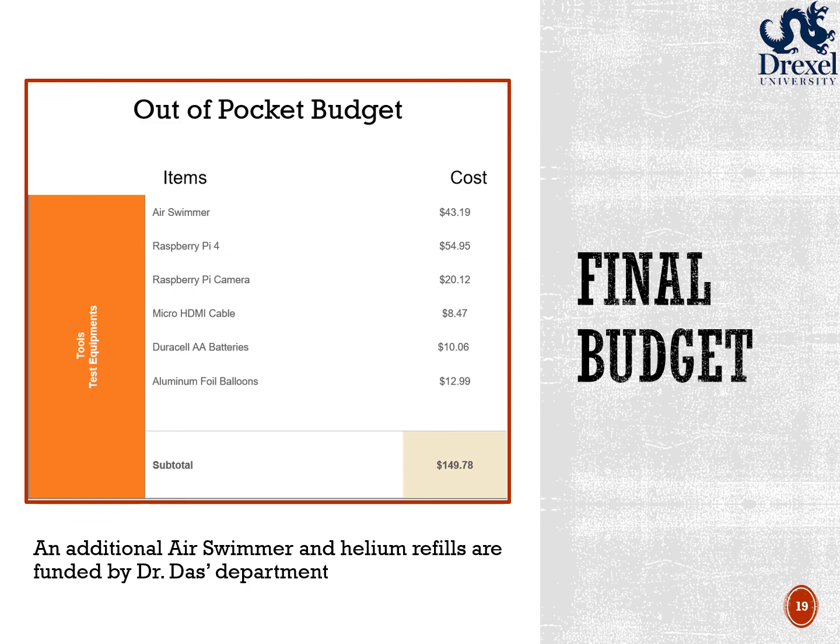Due to the virus, the expenses of the project were stopped at the end of the winter term. Since there were no actual costs during the spring term, the total budget for the project is about $150. An additional air swimmer and a helium refill were funded by Dr. Du's department.